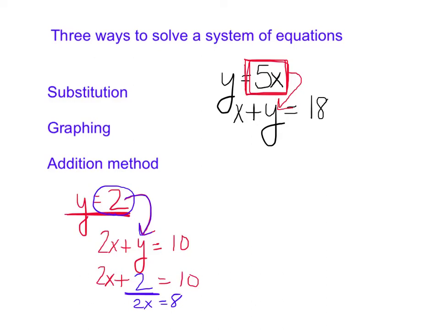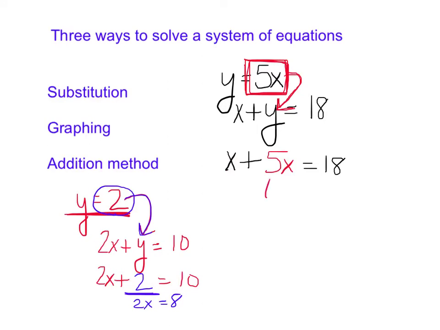You are taking this 5x, because y is equal to 5x, and you're plugging it into the second equation. So the second equation is actually x plus y. What's y? Y is equal to 5x. And then equals 18. Look at what just happened. I took this equation, which had 2 variables. This equation now has how many? It has 1. So now you solve it like a normal linear equation.